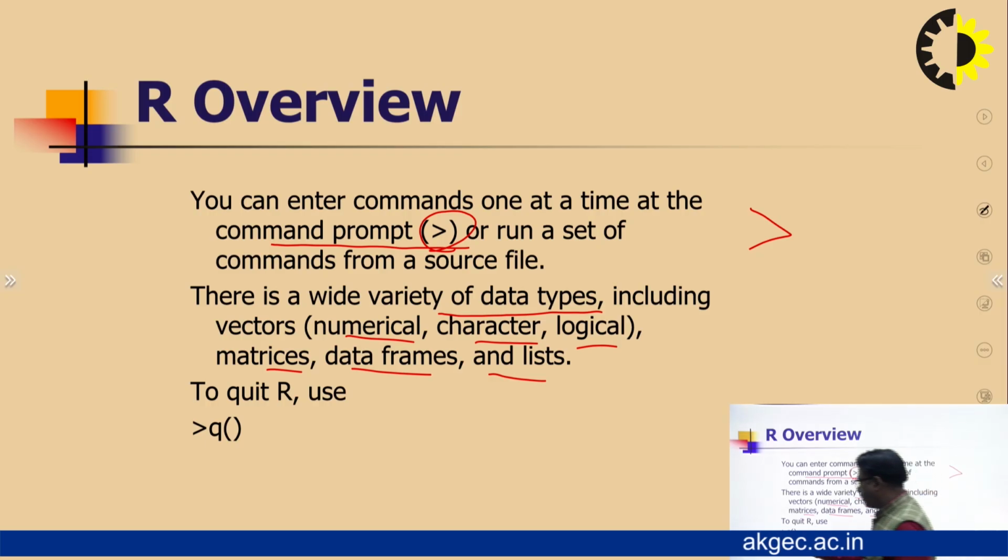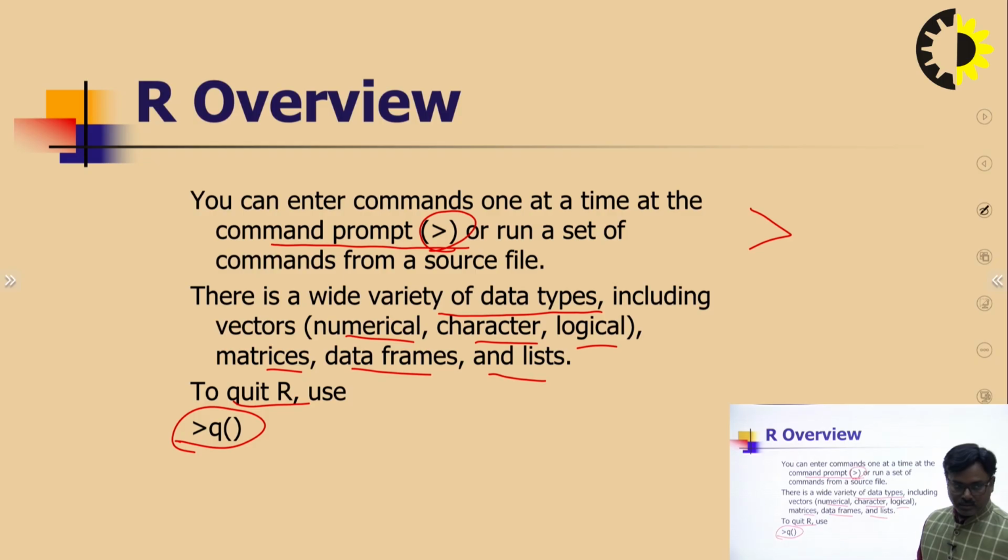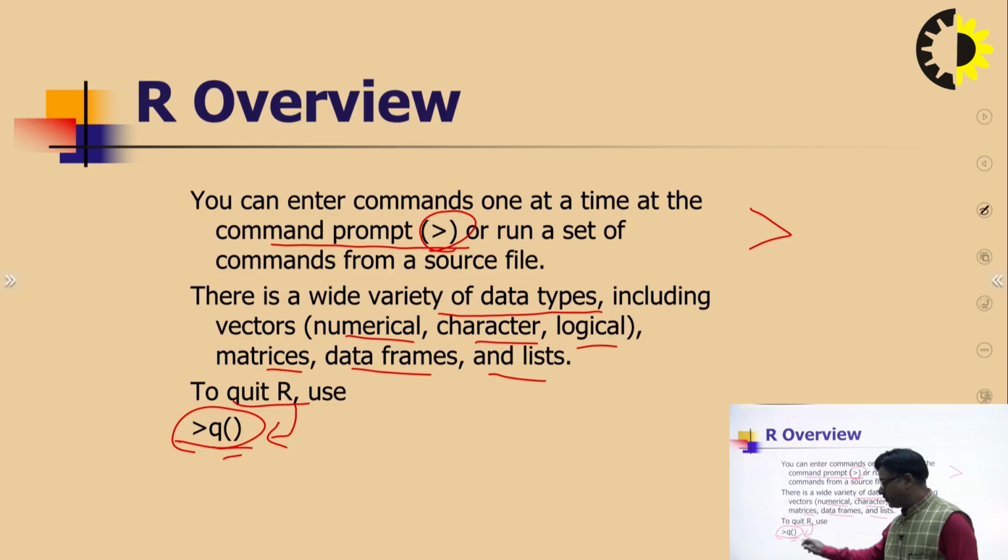This is an example of a command prompt command, which shows how simple it is. To quit R programming, we can write the first letter of quit, q, and a round parenthesis which represents a method. When we call this method and press enter, we exit from R programming. So this is a very simple programming language, as said earlier.